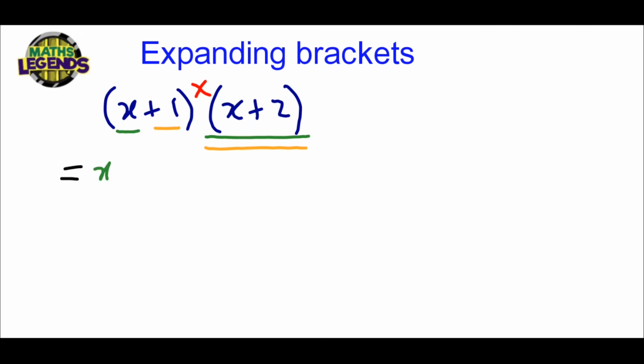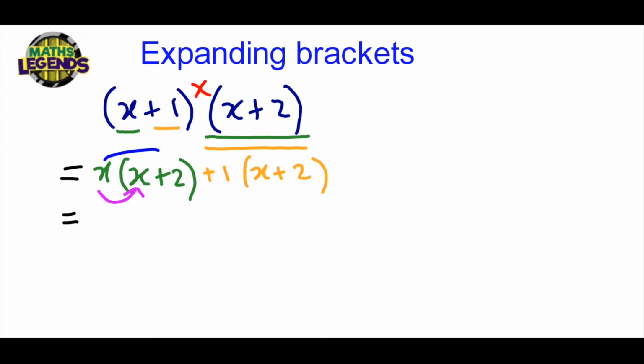So we have x times x plus 2, and then we multiply the second term with the whole of the second bracket. So we have plus 1 times x plus 2. Now we still have brackets to expand, so what we need to do is multiply the x that's outside with each of the terms inside. So x is multiplied with the x, and the x is multiplied with the 2. So let's write this out. So x times x plus x, because the x in front of the bracket is a positive, times 2.